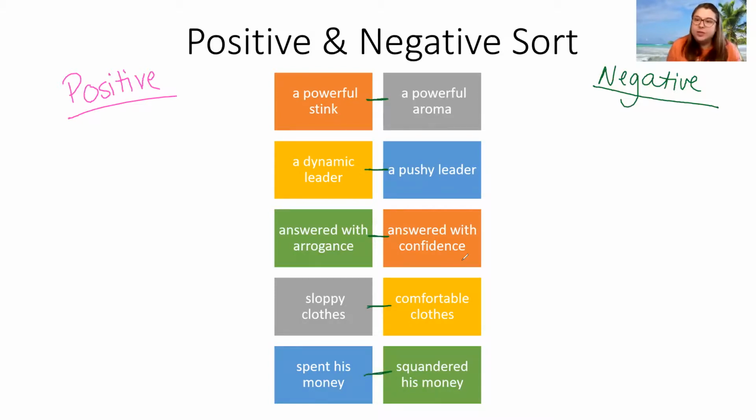All right, so hopefully you have taken some time and separated these into their positive and negative sides. So let's take a minute and talk about where they go. Our first two are a powerful stink versus a powerful aroma. I think a powerful stink is definitely going to be my negative idea, because when I think of stink, I think of things like skunks or garbage. When I see a powerful aroma, I think that one's my positive thing, because when I think of things that have aromas, I think of nice things, good things like flowers and perfume and food. Food has lovely aromas.